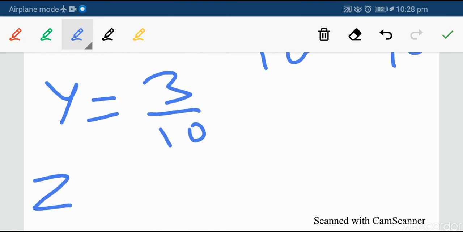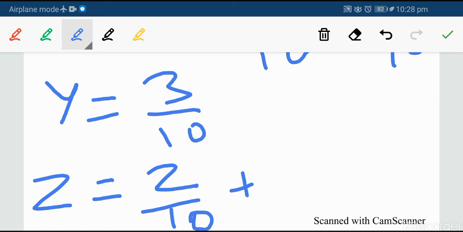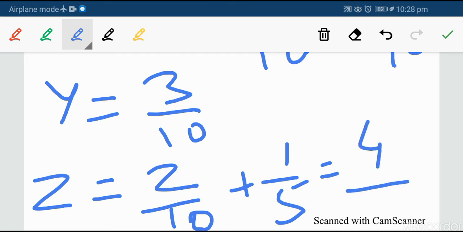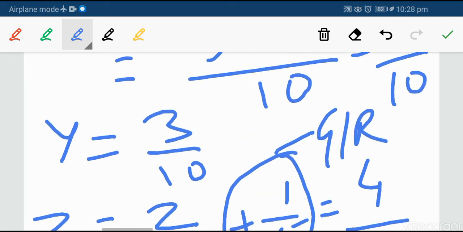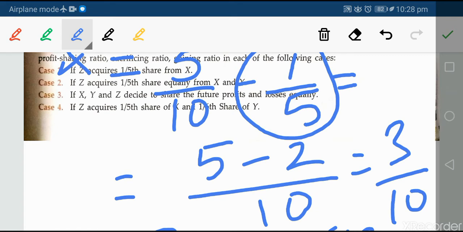Now move to Z. Z was getting 2 by 10 earlier. Now he has received 1 by 5 from X. So how much will he be gaining? He will be gaining 4 by 10. So this will be his gaining ratio. How much is he gaining? 1 by 5. And how much is X sacrificing?